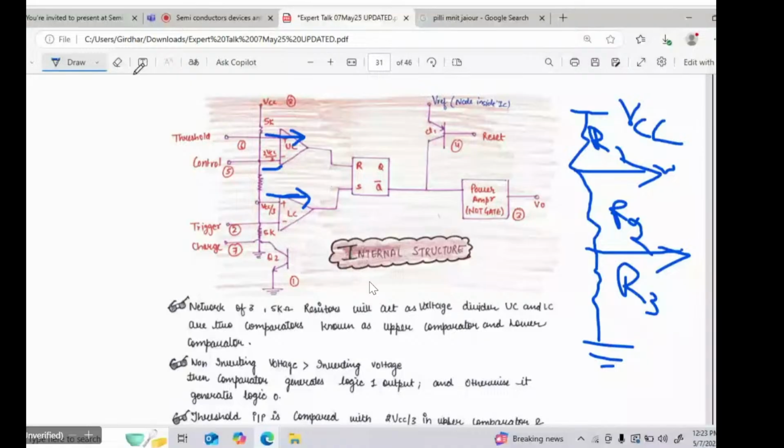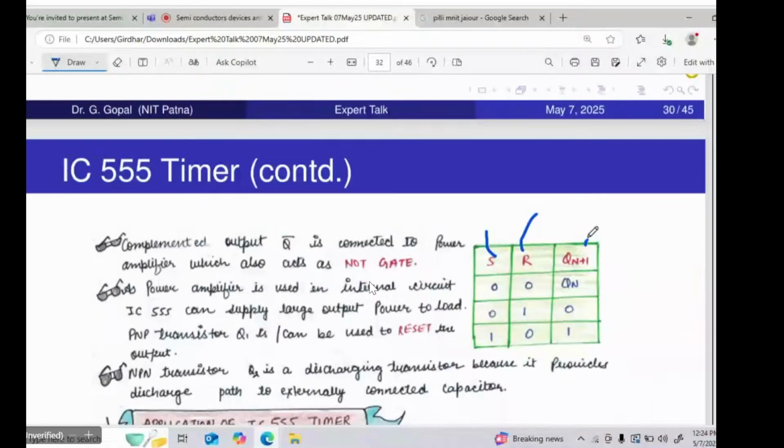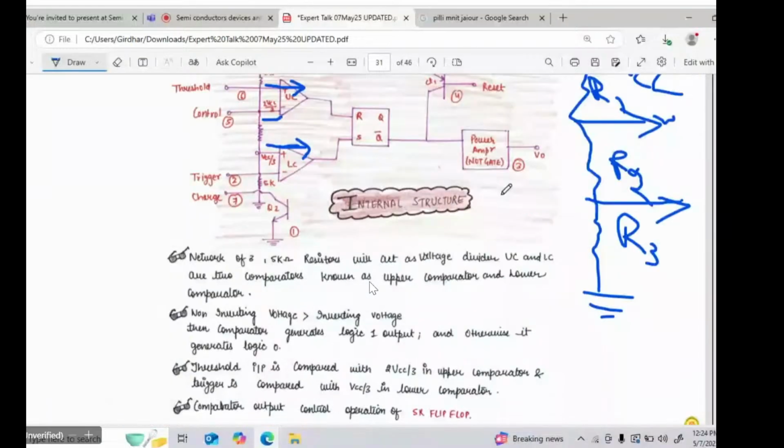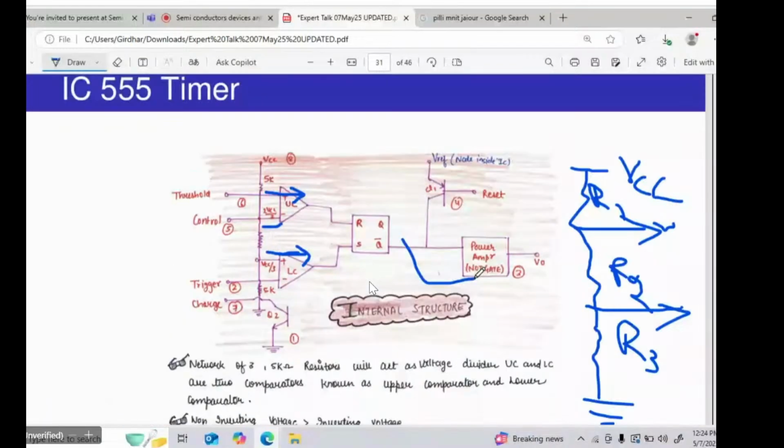Now come to the application of this timer IC. How it is applicable in monostable and astable multivibrator. Right. And this is the operation of the SR flip flop. Everyone knows the operation of the SR flip flop. S is the set input, R is the reset input. This is the next state, and depending upon S and R, the output is decided. This output goes to the power amplifier. The power amplifier here works as a NOT gate.